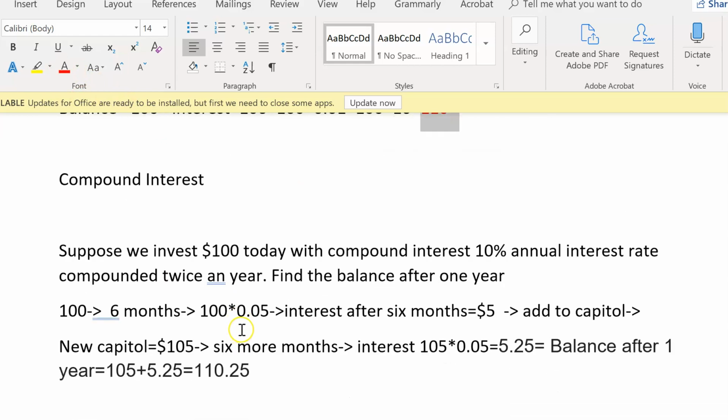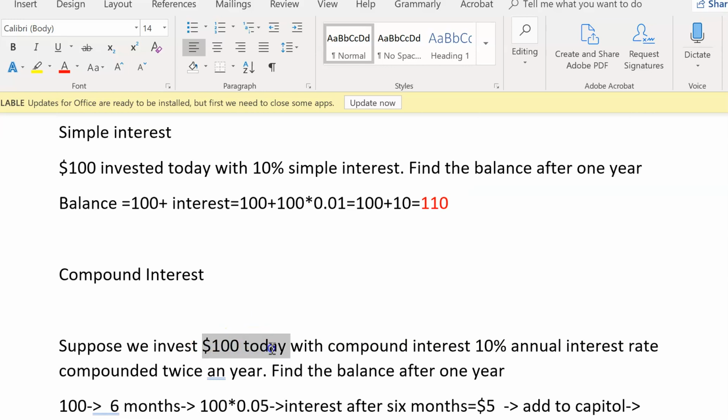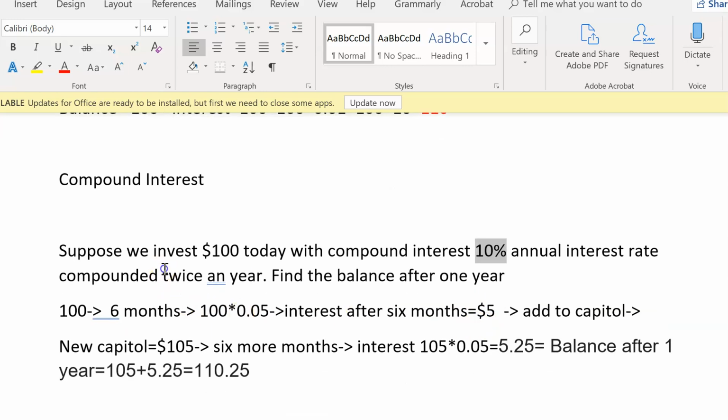Now, suppose you use compound interest. So what's going to happen? We are going to put, say, $100 today, and the same interest rate is 10%, but we will compound it twice in a year, and you want to find the balance. So what do you mean by compounding twice a year? Twice a year means we take a break once every 6 months.